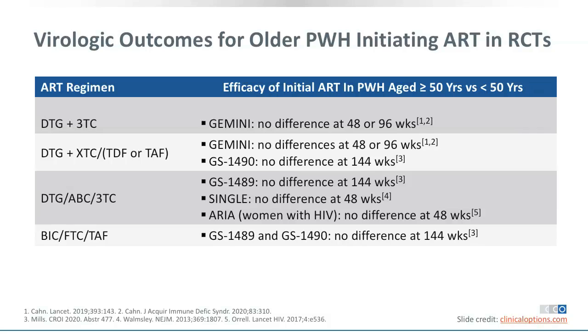And last but not least, we have information with bictegravir FTAF. They usually stratify the ages below 35, 35 to 50, or above 50. And we have information, as you can see, for 1, 2, or even 3 years. And there's no difference in antiviral efficacy regarding the age of the patients.